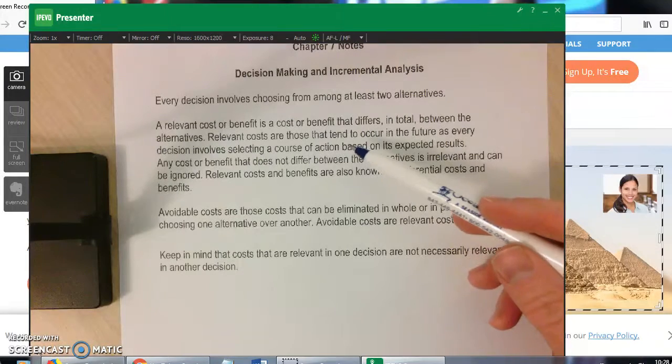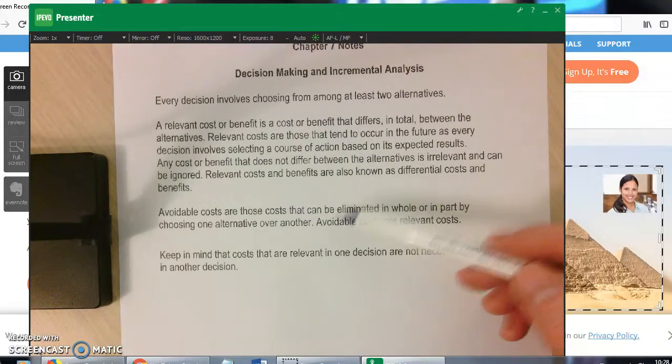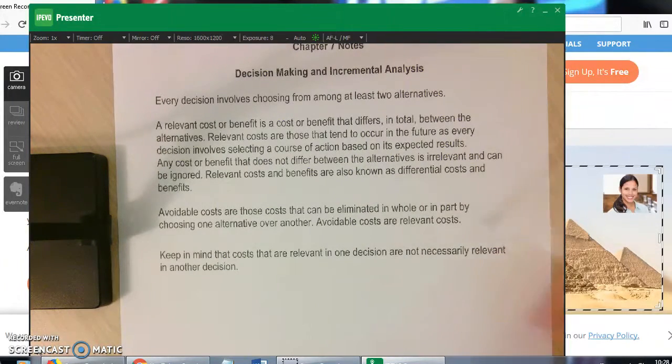We need to talk about what we mean by relevant costs versus irrelevant costs. Relevant costs are those costs that differ between two alternatives. If you have a cost that does not differ between two alternatives, it is irrelevant. The only costs that would be relevant are those costs that are different. So if you have a cost that is $10 in alternative A and $10 in alternative B, it doesn't matter.